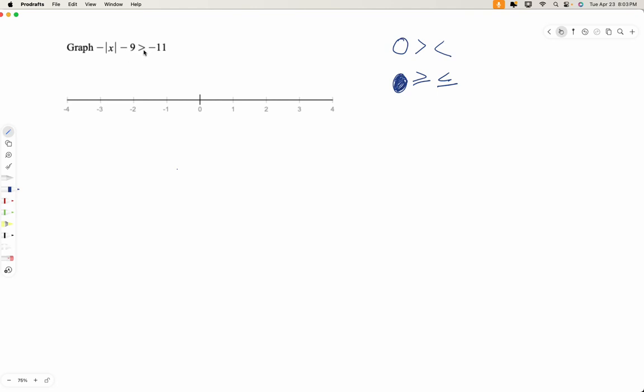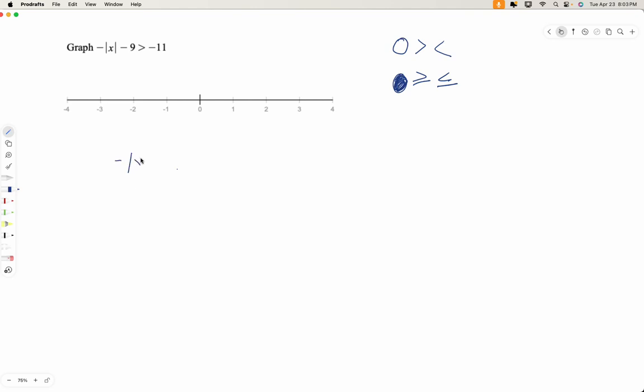This problem right here does not have an equal sign under it. Therefore, it's an open circle. I'm going to mark it wrong every time you fill the circle in when it is not the appropriate symbol. Okay? Let's solve this one.